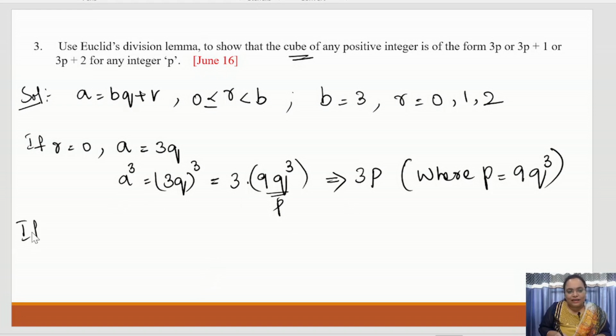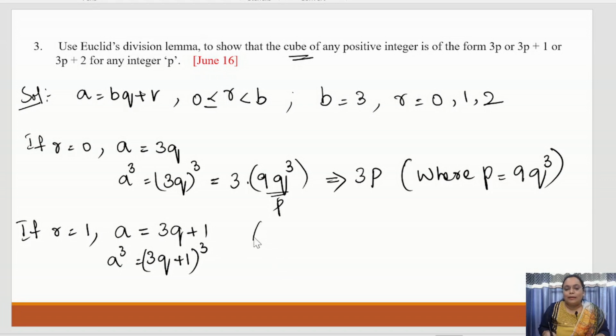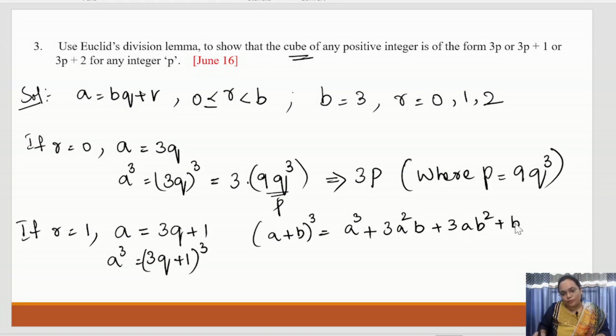Now let us take r is equal to 1. If r is equal to 1, a will be 3q plus 1. If you take cubing on both sides, a cube is equal to 3q plus 1 whole cube. We can apply a plus b whole cube, which is a cube plus 3a square b plus 3ab square plus b cube. Now expand this.